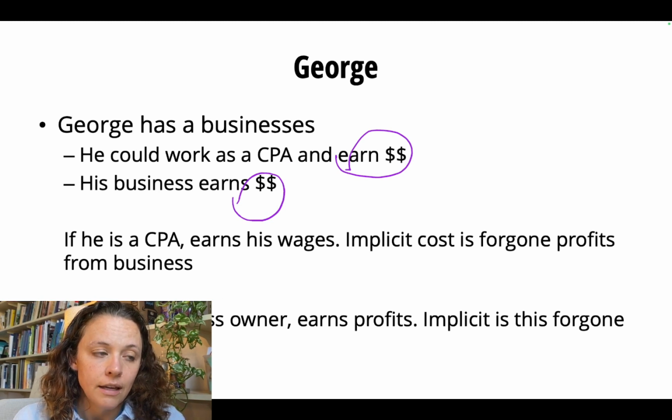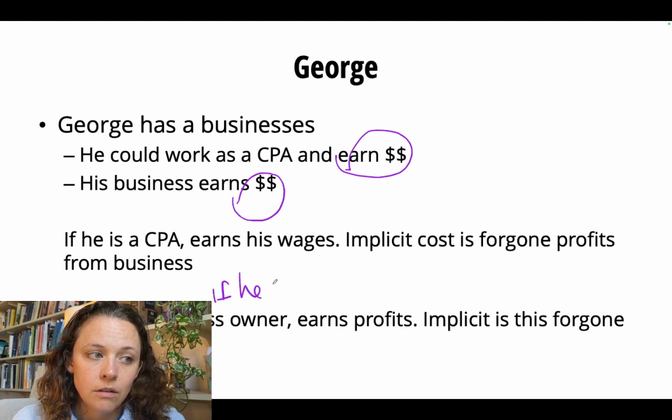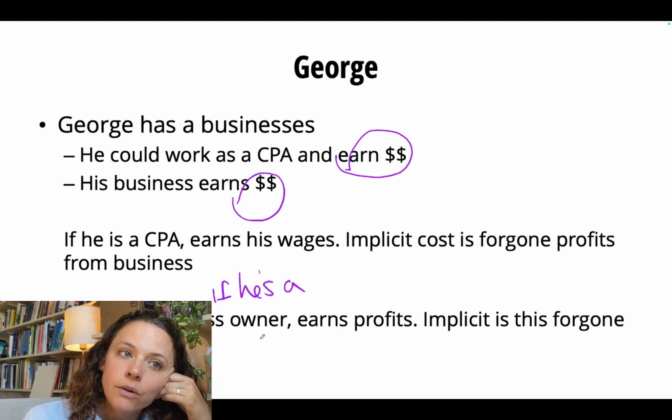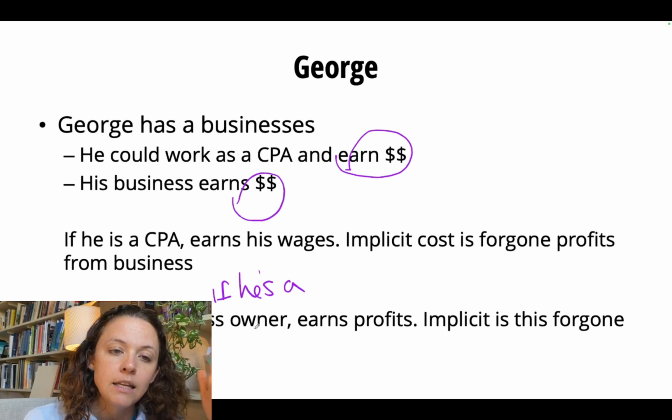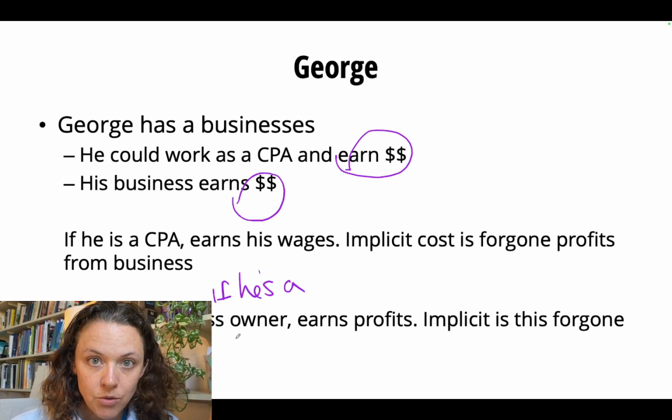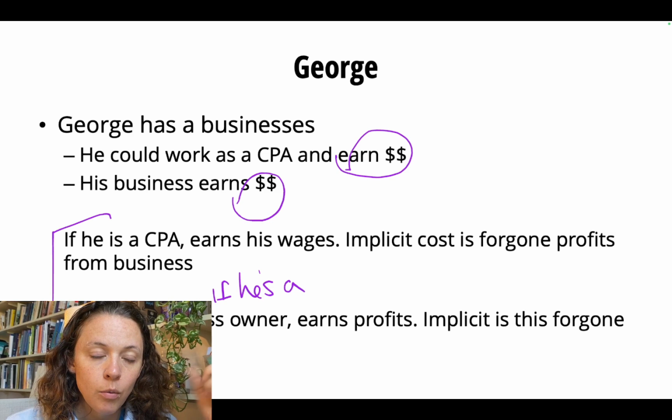On the other hand, if he's a business owner, I'm writing here just because my head is blocking the thing. If he's a business owner, then he earns the profit from the business, and implicit costs are the foregone wages. So it's always about the other option. Another way of saying this is that it doesn't really matter which way we set it up, we can calculate it from one choice to the other.